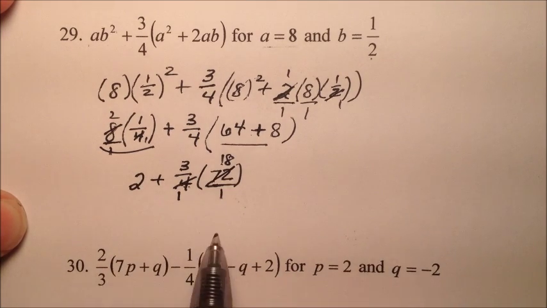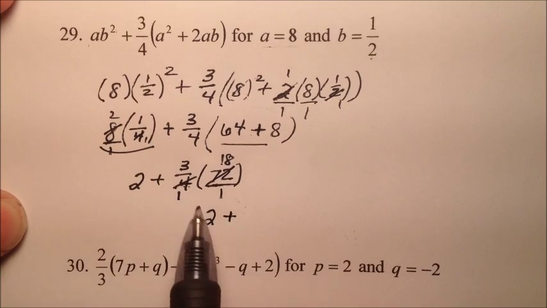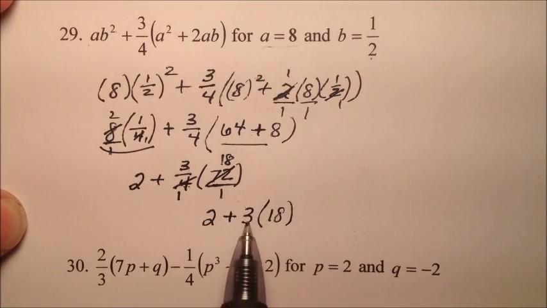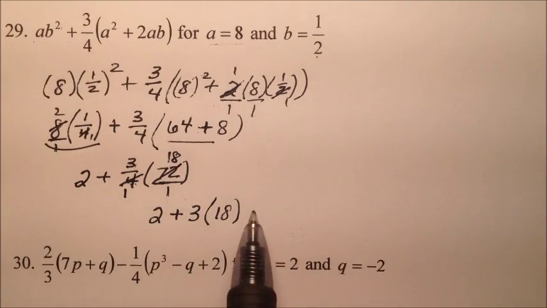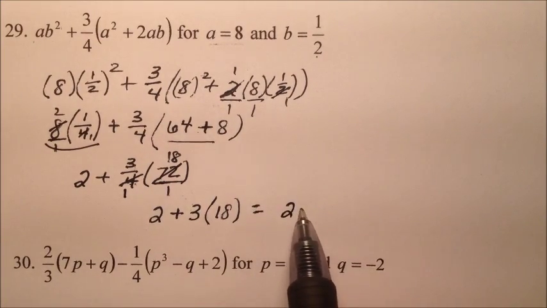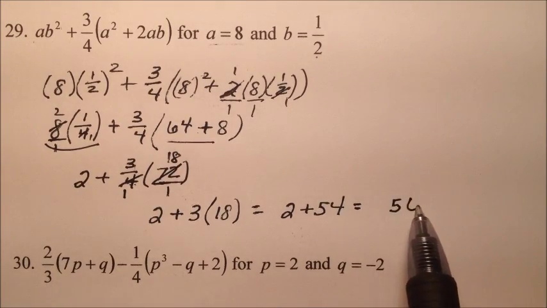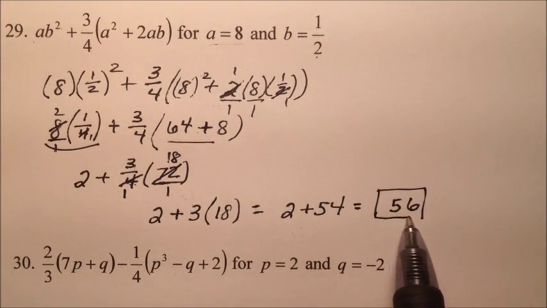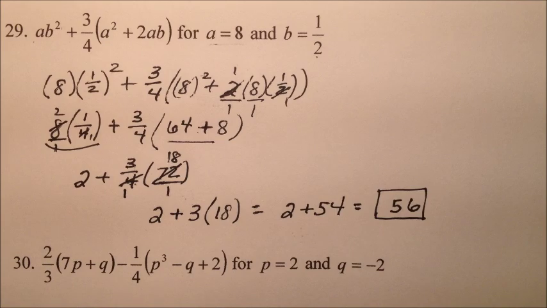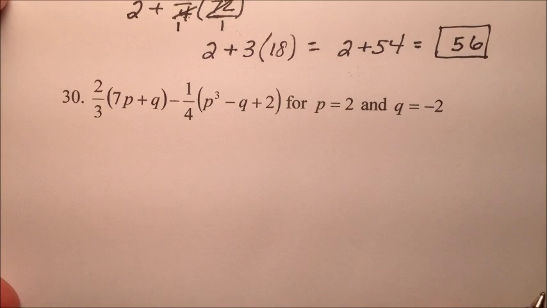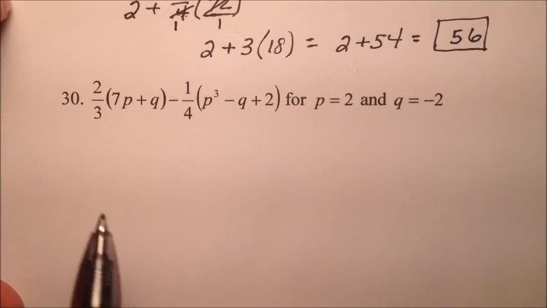So I've got 2 plus, I'll just rewrite this now, 2 plus 3 times 18. And 3 times 18 is going to be 54. So it'll be 2 plus 54. And my final value for number 29 will be 56. So even though there were some fractions and that was kind of long, we still made our way through it. And here's number 30, the last one in this set, is a long one also.